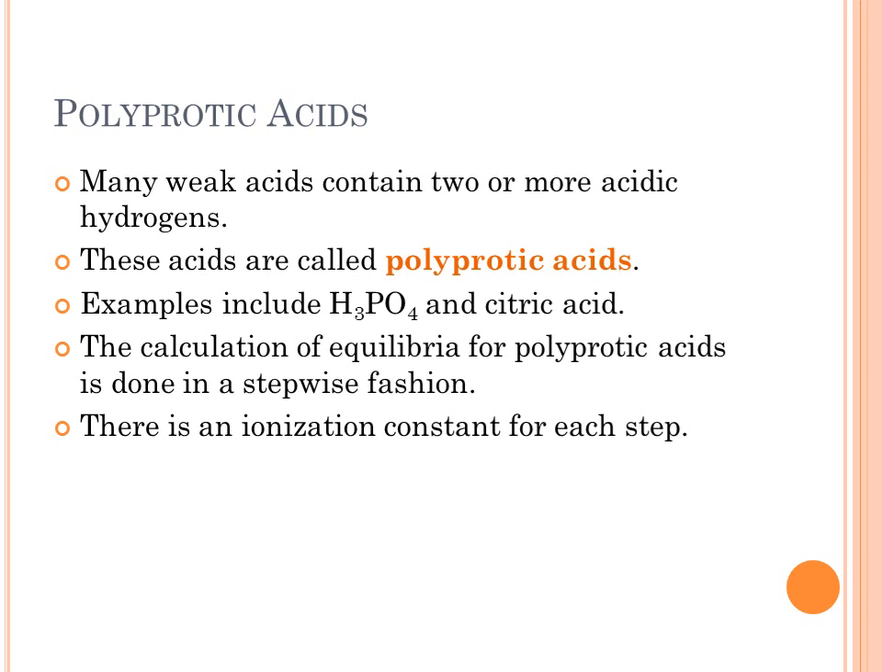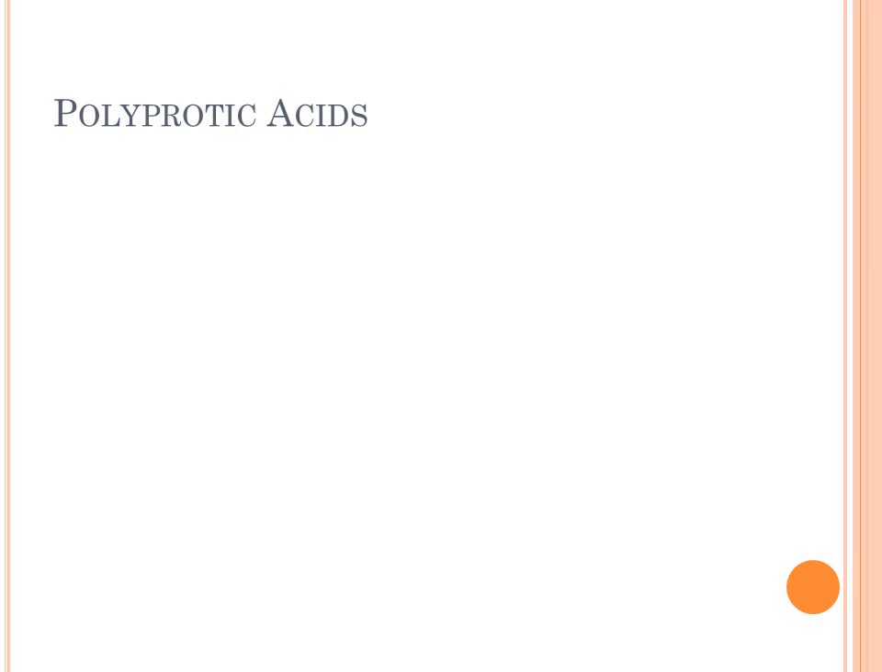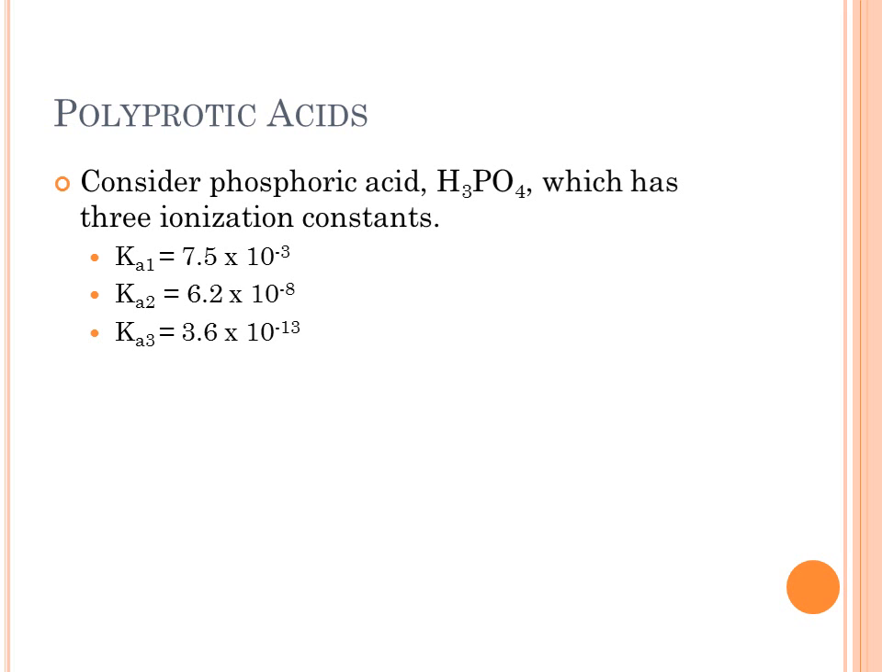But there's an ionization constant for each step. If we look at phosphoric acid, it has 3 ionization constants. The first hydrogen will come off. Ka1 is equal to 7.5 times 10 to the negative third. For the second ionization, Ka2 is 6.2 times 10 to the negative eighth. Ka3 is 3.6 times 10 to the negative 13th.